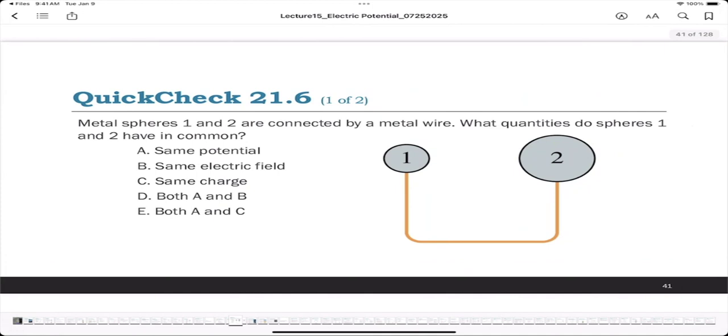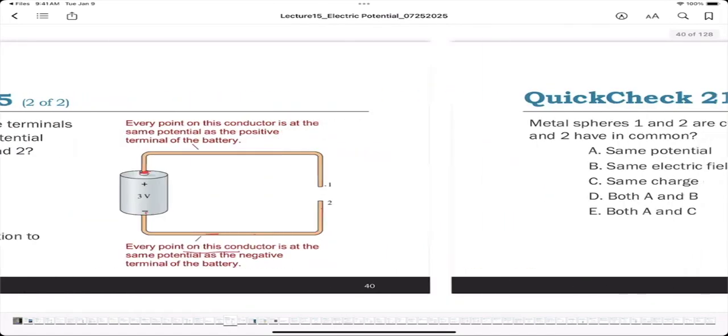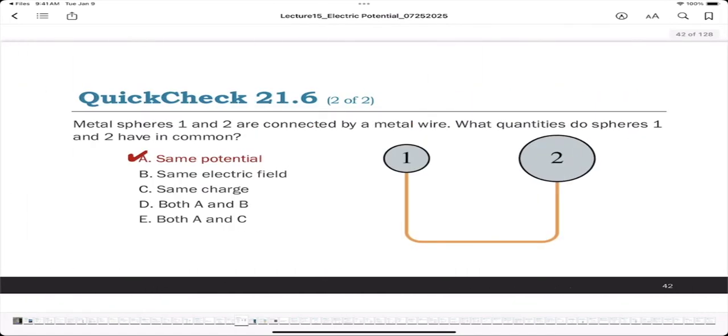Metal spheres 1 and 2 are connected by a metal wire. What quantities do sphere 1 and 2 have in common? A, the same potential, B, the same electric field, C, the same charge. Since they are connected with each other, they should have the same potential. That makes sense to you.